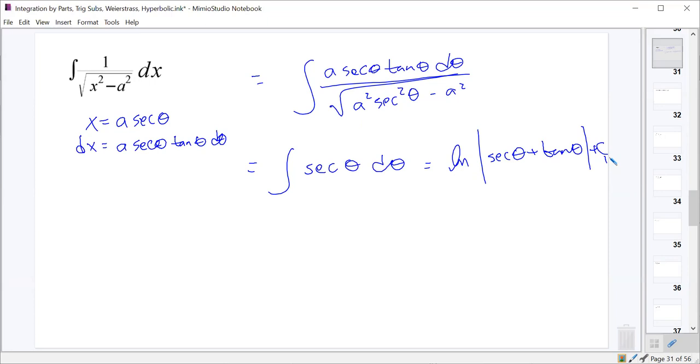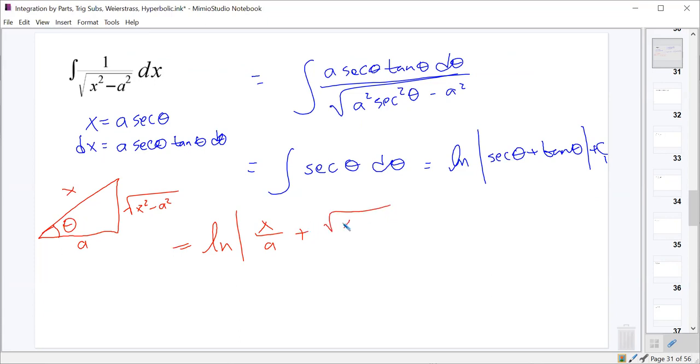All right, so let's figure out what secant theta is and what tangent theta is using our right triangle. We should already know what secant theta is, because that's given to us. Secant theta is x over a, which makes this side root x squared minus a squared. And we've now got natural log absolute value of secant theta, which we know is x over a, plus tangent theta, which should be root x squared minus a squared over a, all plus our constant.